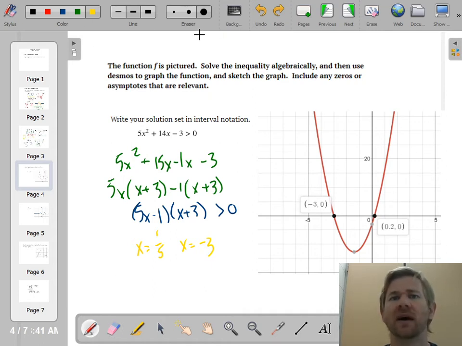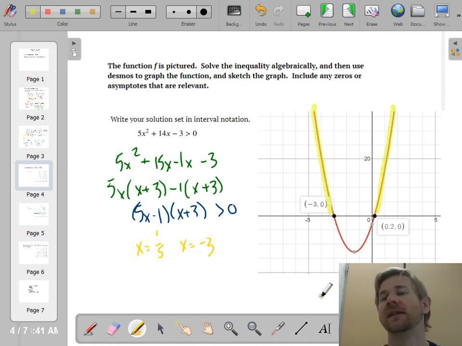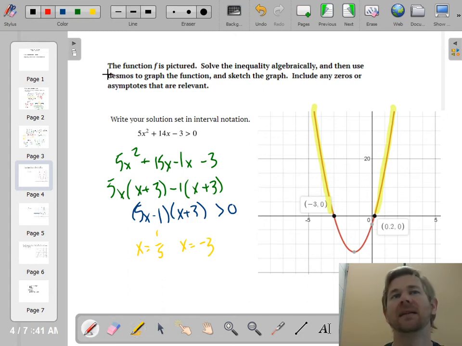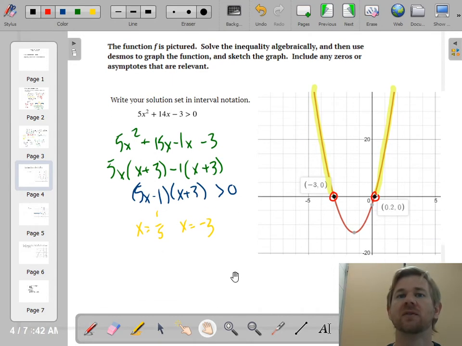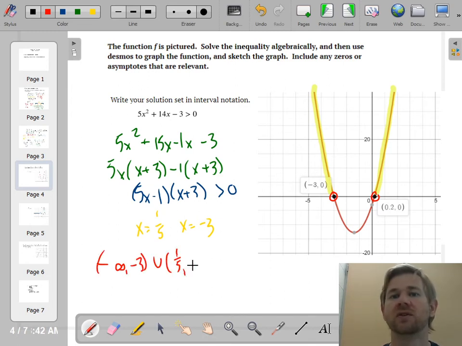So what are we asked to do now? We want to know where it's positive, so we don't need to make a sign chart. It's above the x-axis, right there and right there. Here it's negative. And since it's strictly greater than, this is kind of different, weird notation, but these are going to be open circles. You kind of imagine this as being your sign chart. So the intervals that I care about are from negative infinity to negative 3 union 1/5 to infinity.